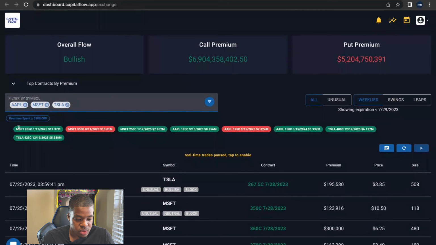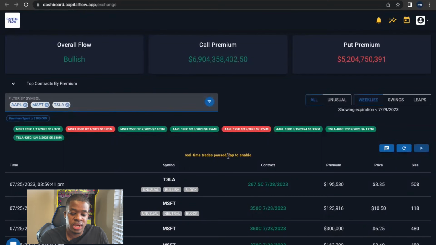And one thing I do want to add, you'll see that when you type in your tickers in the filter by symbol, we actually do have a few bubbles that come up beneath those. So those are the top bot contracts just for those tickers. So we have some Microsoft top bot contracts, Apple top bot contracts, and Tesla top bot contracts. So those are the contracts that have had the most amounts of money go into them for that current day on the tickers that you searched.